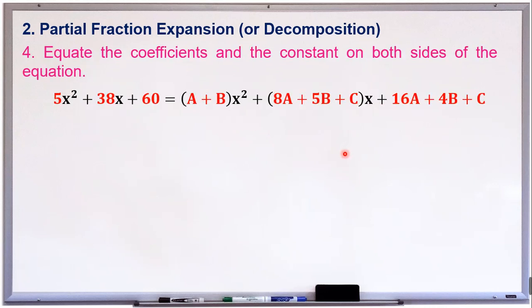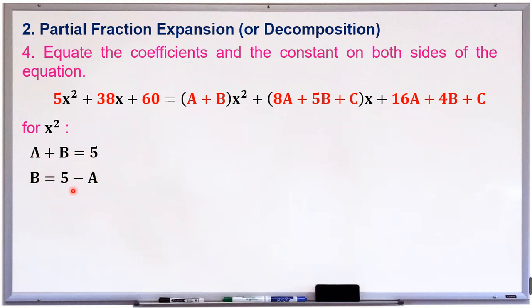Now let's start with x squared. So A plus B, the coefficient of x squared on the right side should be equal to the coefficient of x squared on the left side, that is equal to 5. So we can have B is equal to 5 minus A. So we cannot solve directly for the values of A and B, so let's leave this equation as is. Then proceed to the coefficient of x. So we have 8A plus 5B plus C equals 38.